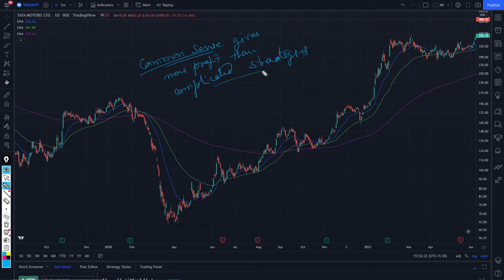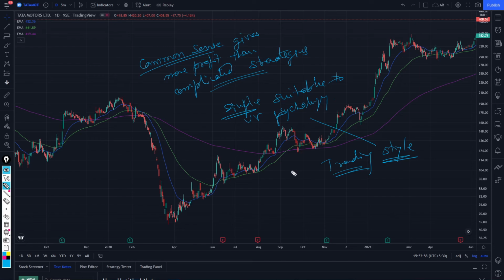Avoid complicated strategies, use a single one. There are various strategies, and you have to find a simple one which is suitable to your psychology and to your trading style. It depends on you. So these are the uses of moving average. These are the secrets of moving average. These are the tricks of how to use moving average.